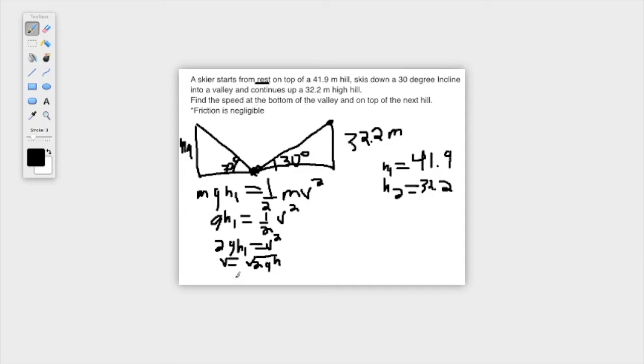So let's calculate this. So v equals square root of 2 times 9.8 times the height, which is 41.9. So then that would equal 28.66 approximately meters per second.